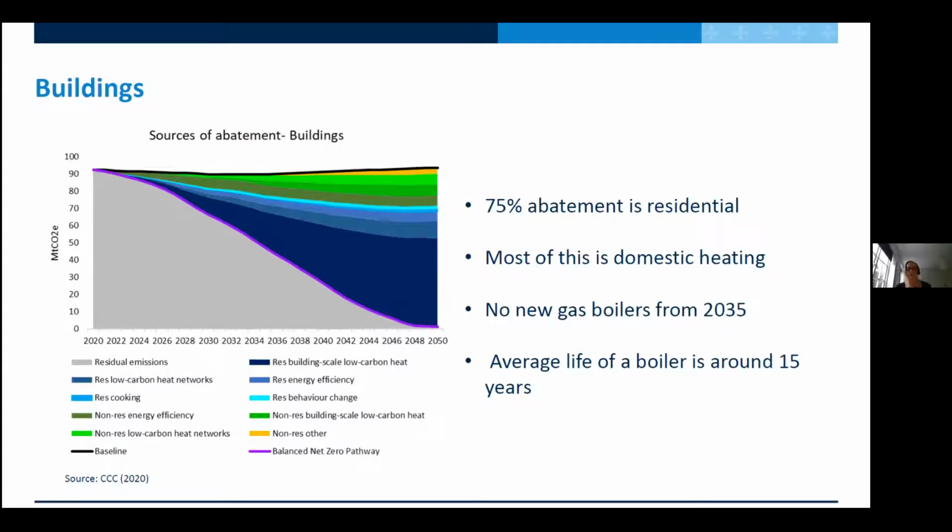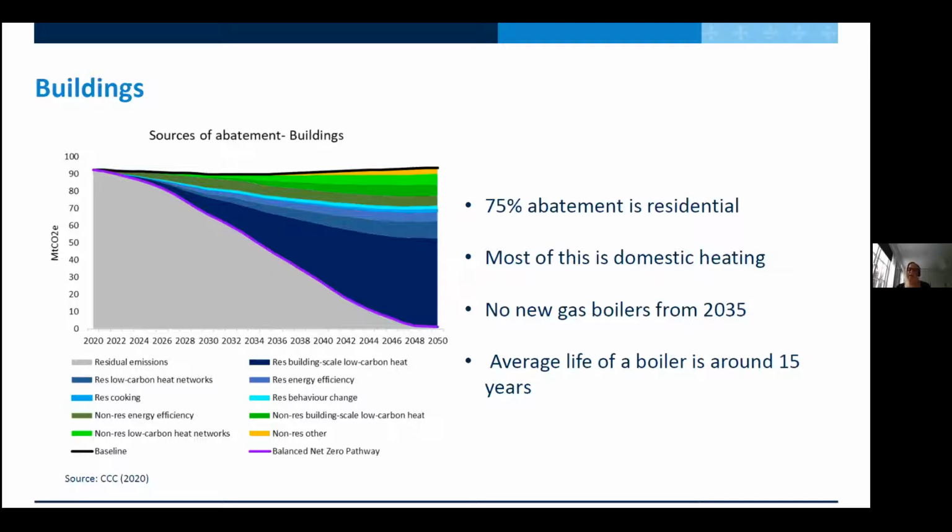Moving on to buildings, 70% of abatement is from residential sources, mostly heating. So this transition of domestic heating is perhaps the greatest challenge of all the sectors. The UK ambition is for no new gas boilers from 2035. And given that the average life of a boiler is roughly 15 years, this would allow full replacement without having to scrap existing boilers prematurely.